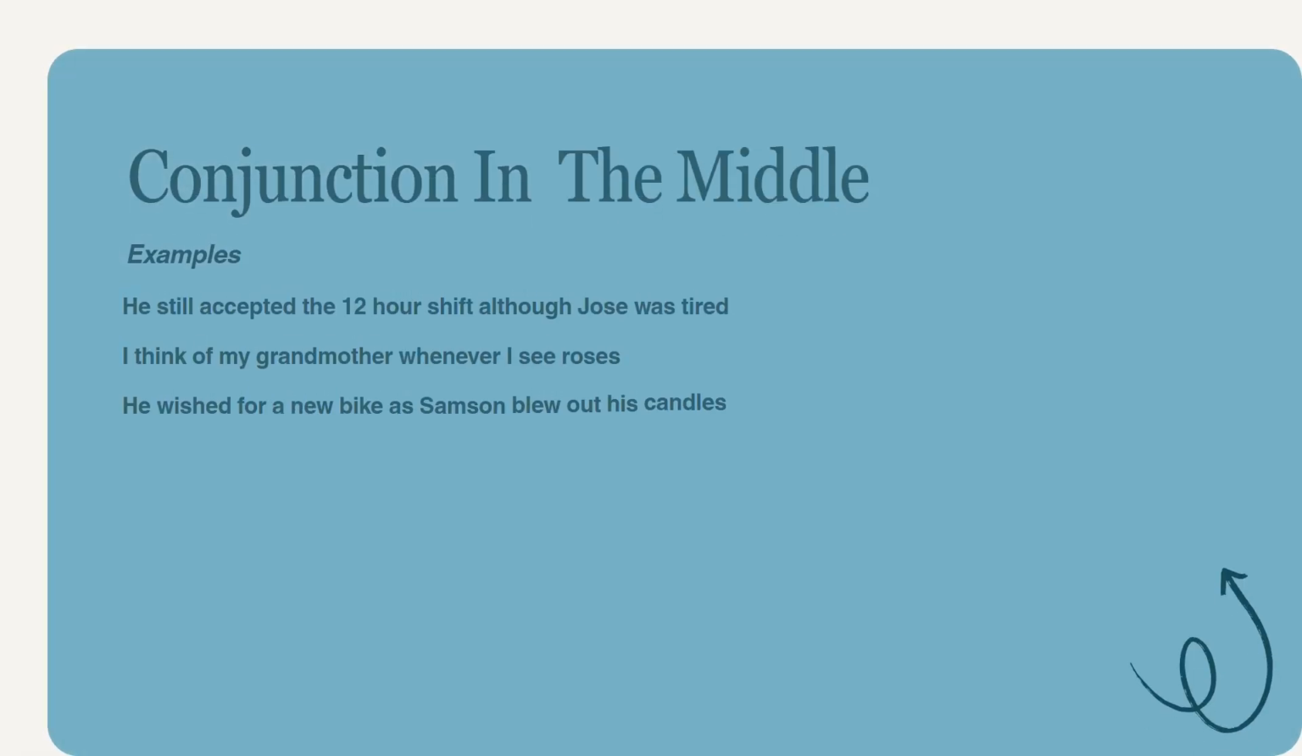Now we're going to go over what if the conjunction is in the middle. What if a subordinating conjunction is in the middle? You do not need a comma. I got some more examples here. He still accepted the 12-hour shift although Jose was tired.